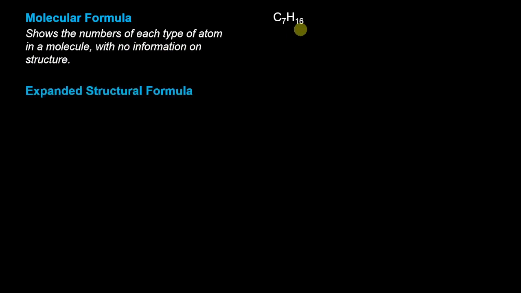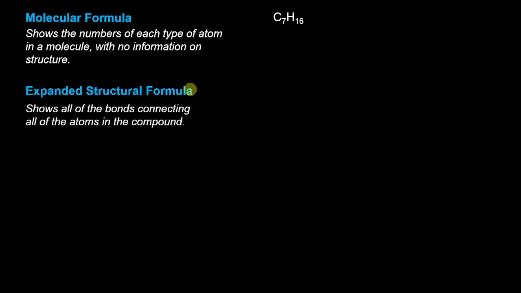Now, to give us the structure of the compound, we have the different structural formulas. The first one is the expanded structural formula. This shows all the bonds connecting all the atoms in the compound. If we draw the expanded structural formula, this is referring to the Lewis dot structure or the electron dot structure. Again, the other term for the electron dot structure is the Lewis dot structure. This shows all the bonds connecting the carbons and hydrogens in this compound.